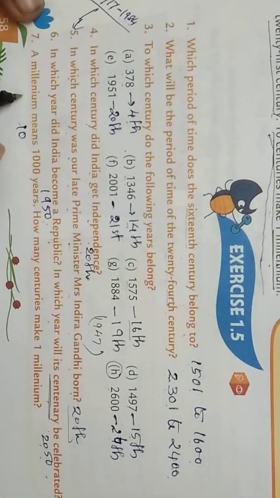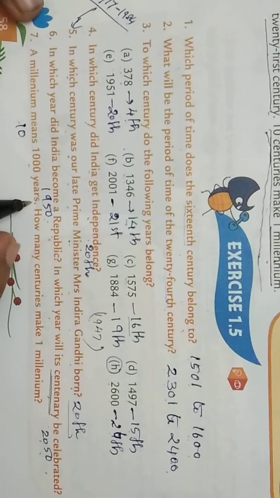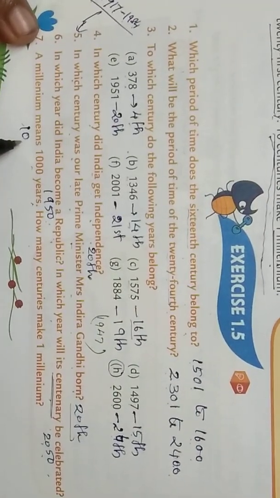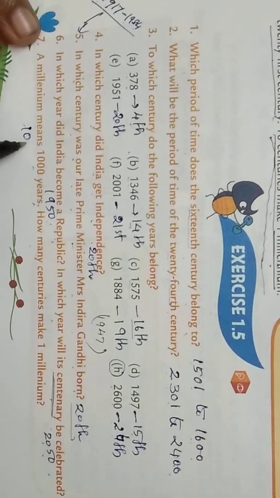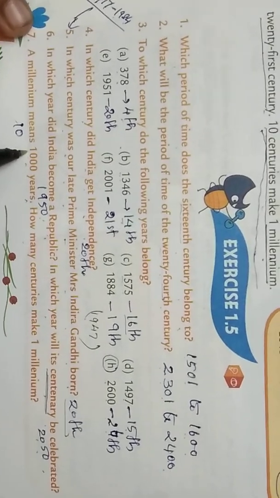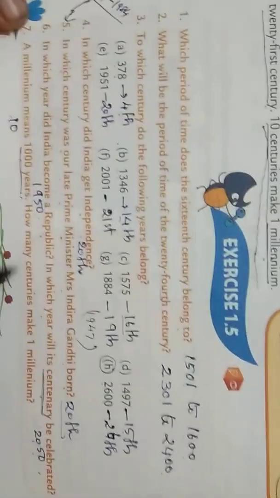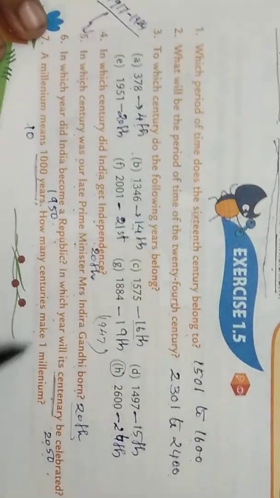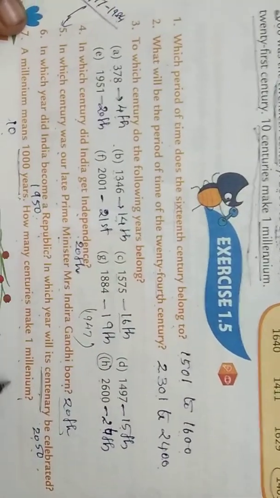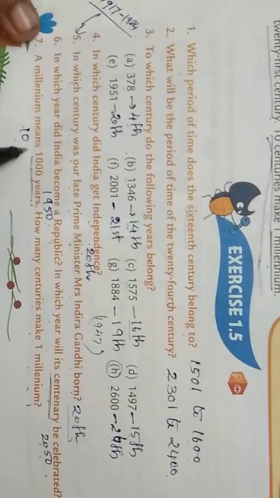Okay. A millennium means 1000 years. That means 10 centuries, 10 into 100, is 1 millennium, that is 1000 years. How many centuries make 1 millennium? 10 centuries make 1 millennium.